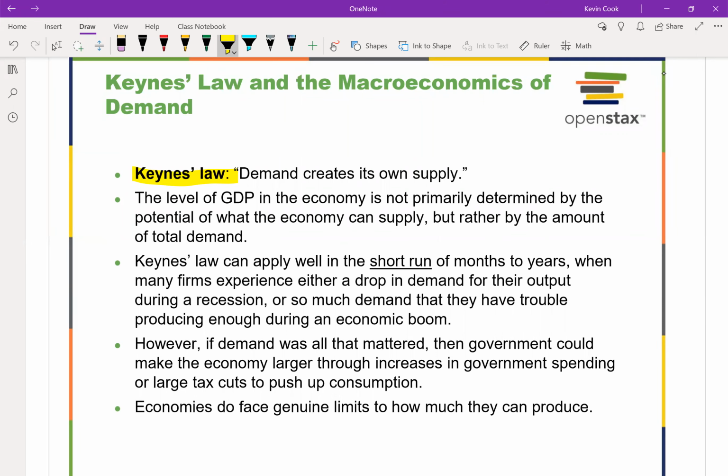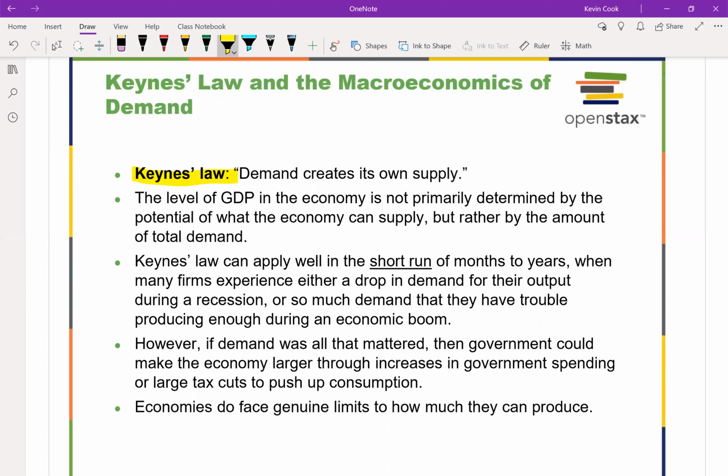And this is a nice short run application. In the short run, we have times of booms, times of recessions. We have good times and bad times. We have times where people are buying lots of goods, and times where people aren't buying as much. So in the short run, it's a nice approximation. However, when we think about the long run, our economy actually does have limits.